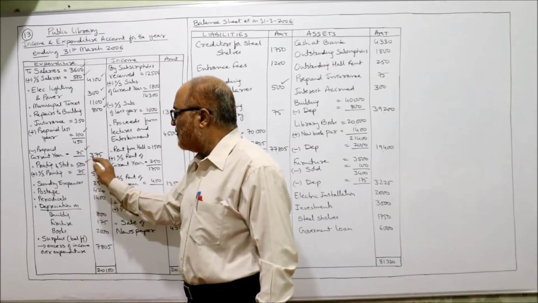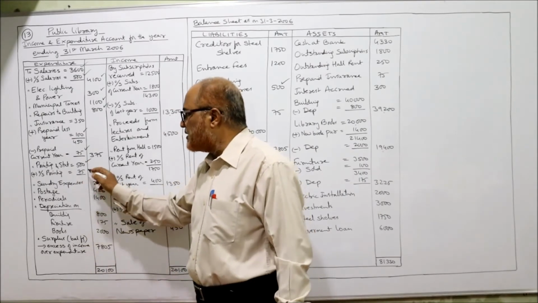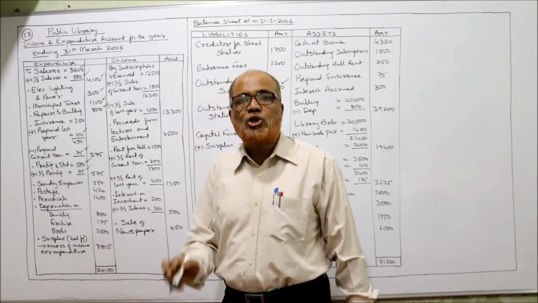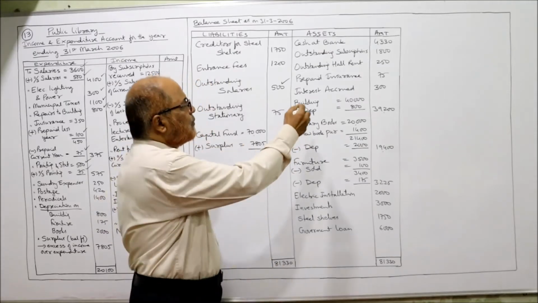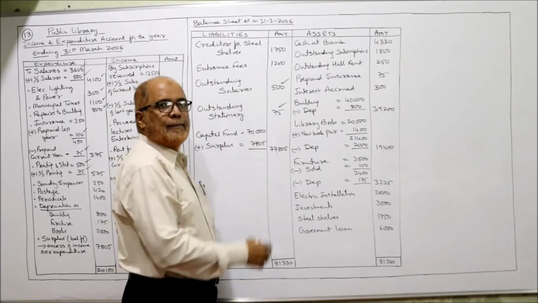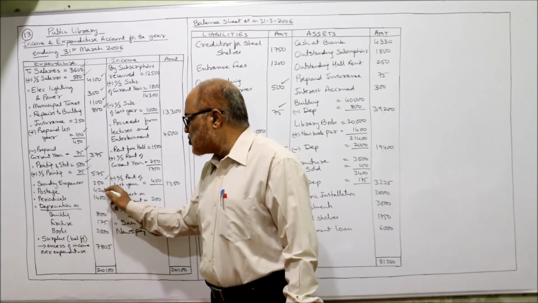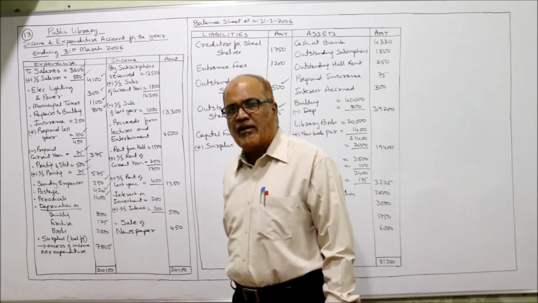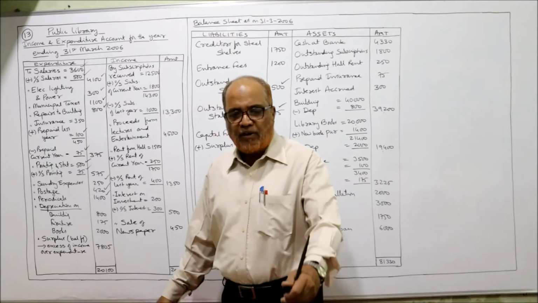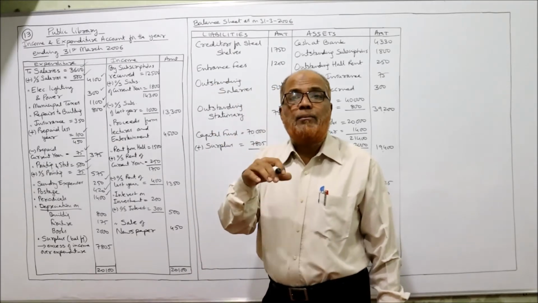Printing and stationery 500 paid, outstanding printing 75 given in adjustment. Twice it will come. 75 rupees again it will be shown as a liability. Outstanding stationery. Sundry expenses 250, postage 420, periodical 1400. Now depreciation. We have to provide depreciation on the opening balances.